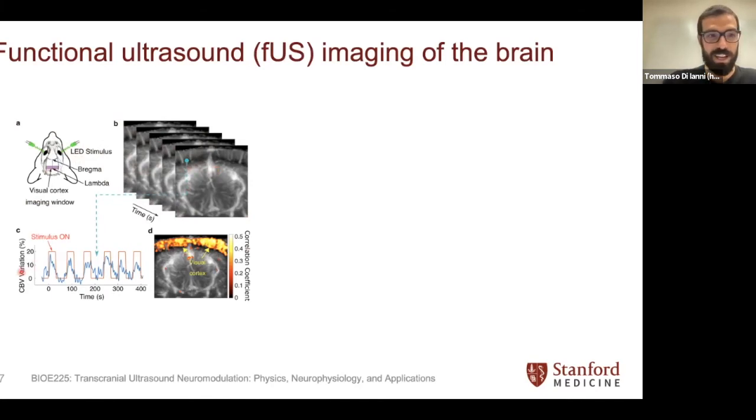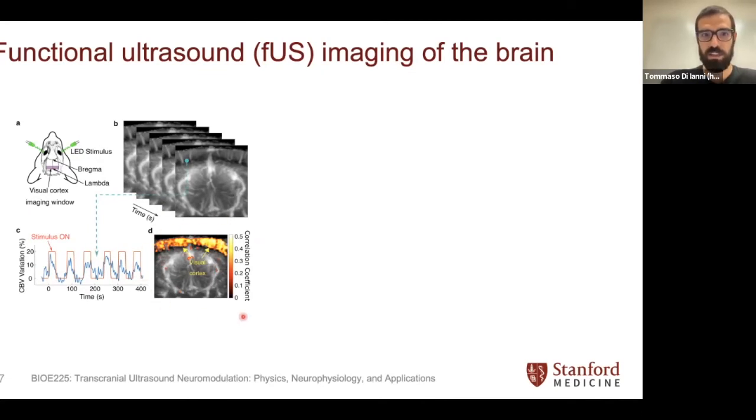When we look at the cerebral blood volume variation, you can see that when there is no stimulus, the CBV signal, cerebral blood volume, is low. Then a stimulus comes, so the CBV signal goes up to supply blood to the cells. Then the stimulus goes down and the CBV signal goes down, and so on. So you can see that the CBV signal tracks the stimulus, or tracks the neural activity in the visual cortex.